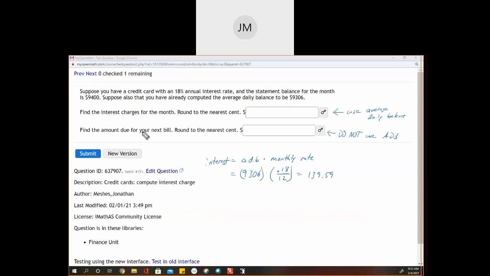Okay, then to find the amount due on your next bill, what we do is we say, all right, this was our ending balance, and then for the amount due, we take our ending balance plus the interest. So we take our $9,400 and we add the interest.